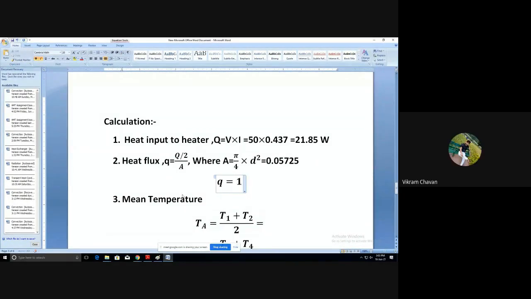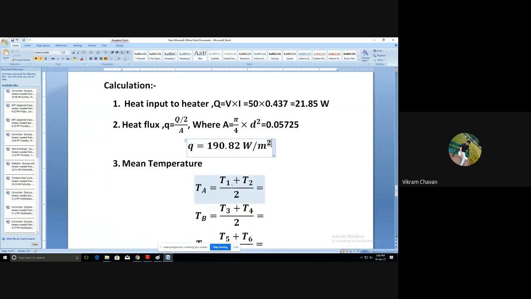190.82. Yes, sir, 82, and that will be the watt per meter square. Okay, watt per meter square.